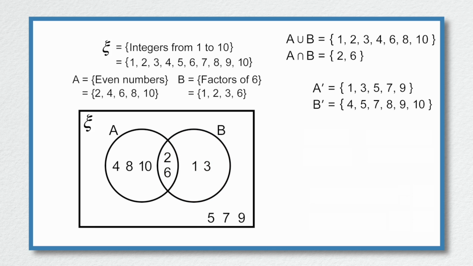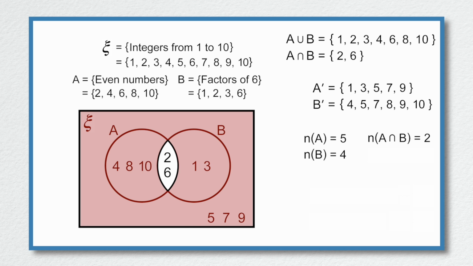You might also see something like this, with a small n. In this example, this is telling us how many elements there are in set A. In this case, there are 5 elements. 1, 2, 3, 4, 5. The number of elements in set B is equal to 4. The number of elements in the intersection of A and B is 2.